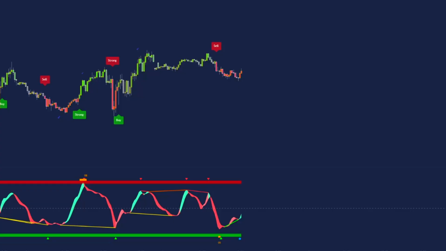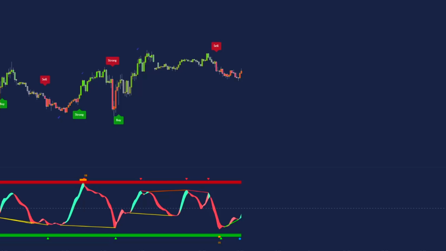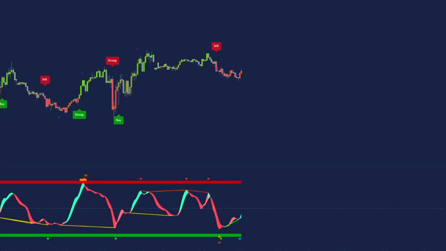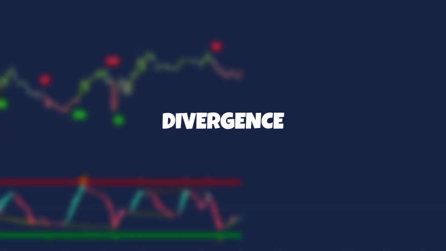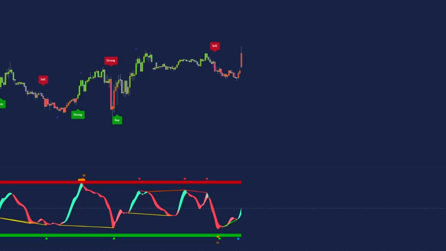You can see on the Prime Oscillator down here we have a green line that is drawn. This marks a divergence between the two peaks. You can see on the oscillator that the first peak is lower and the second peak is higher, but on price it is the exact opposite, with the first being higher and the second being lower. This is a clear indication of divergence, which means that the market is now losing momentum, and it is likely that we will continue trading higher.